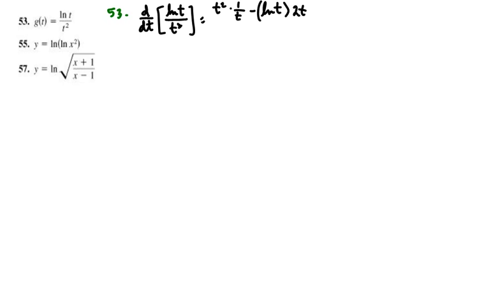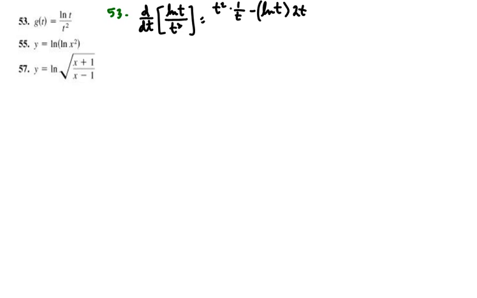Now with 53, you want to notice that you have the natural log of t divided by t squared. So we really have two different functions there, and we're going to need to use the quotient rule on this. Okay, here we go. So we have low, which is t squared. Then the derivative of the numerator, derivative of ln of t with respect to t, is just 1 over t. So that's low d high minus high, which is ln of t. D low, the derivative of the denominator is 2t, and all divided by low squared.